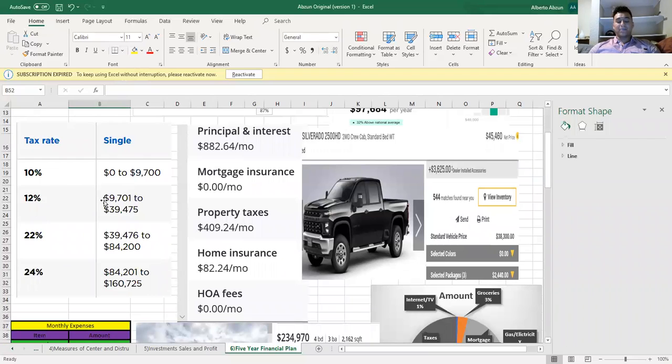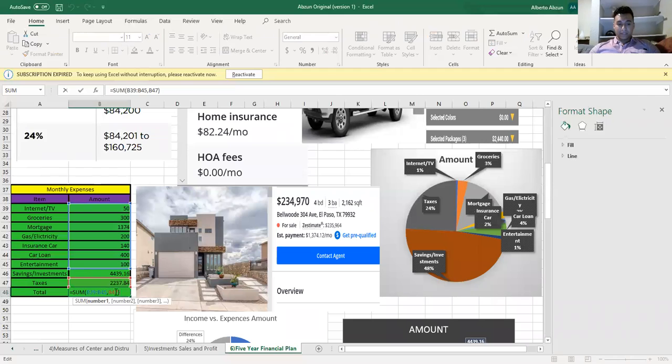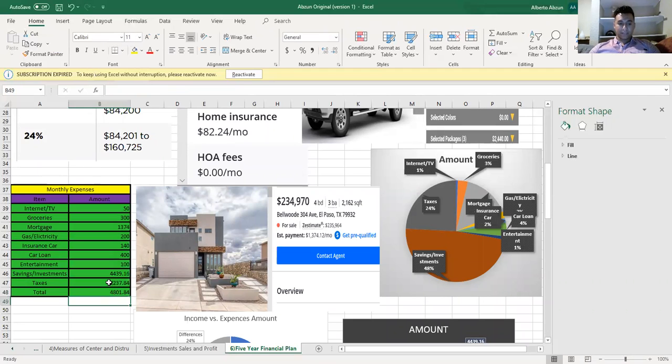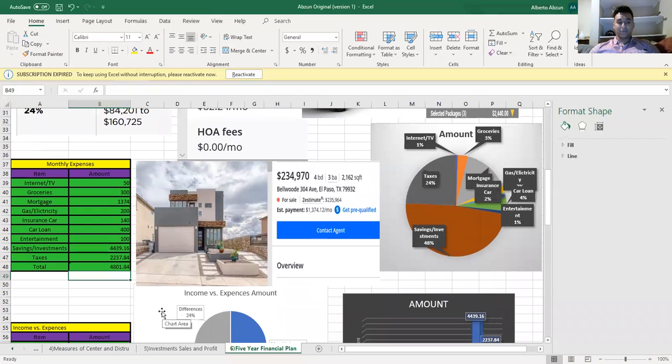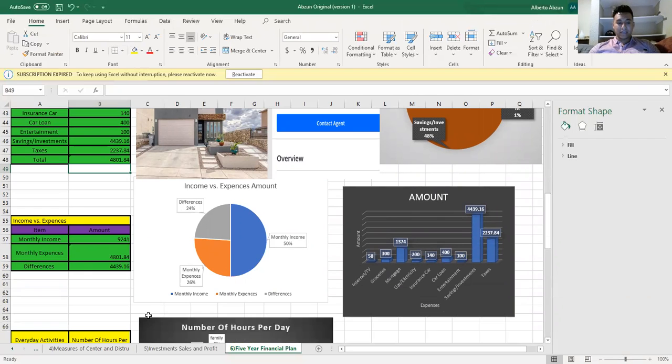So then I searched up the tax rate that I'd be paying. I searched up the truck that I want, the cost, the mortgage of a home that I would like, and then I did all these expenses here. Then I totaled them. As you can see, I did a total of $4,801. So with my monthly income, it's 9,241, and then my monthly expenses, I am gonna have a difference of $4,439. So what I'm gonna do with those $4,439, I'm gonna set it up here to my savings and investments.